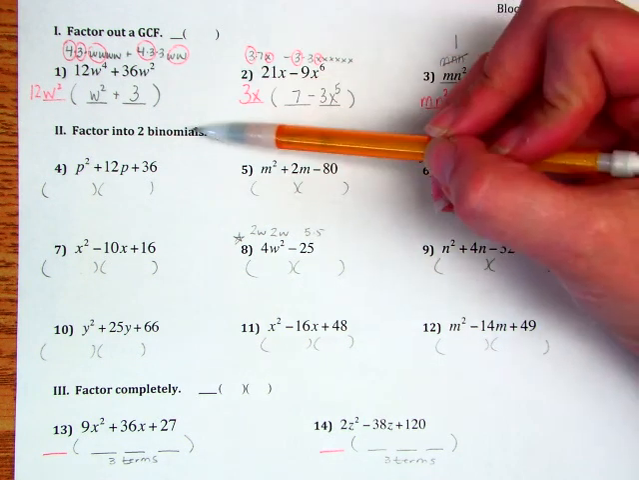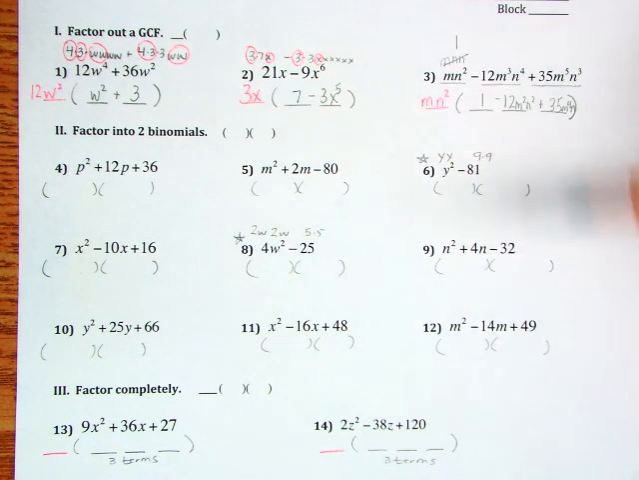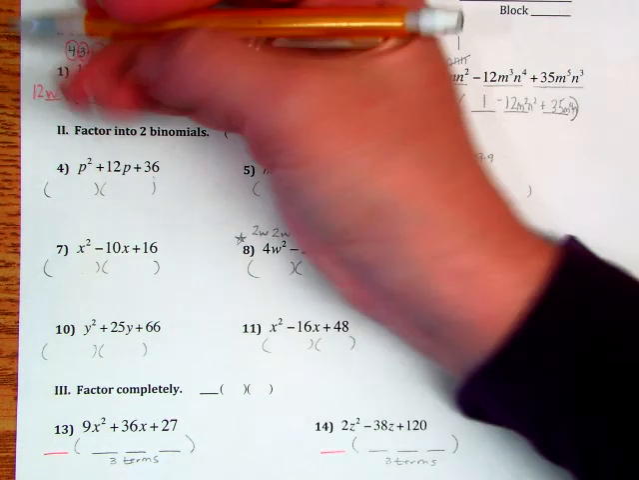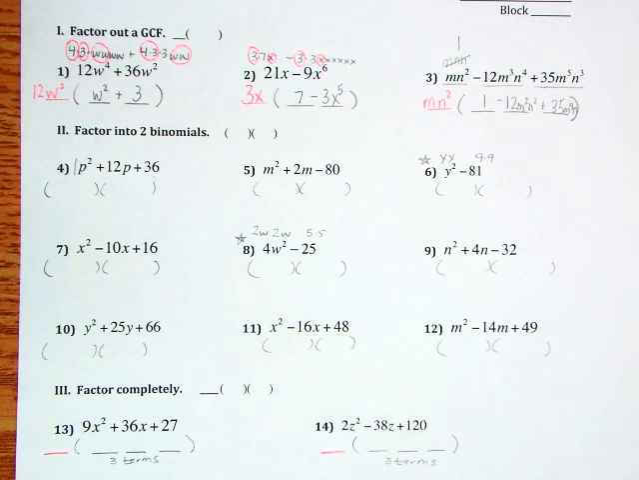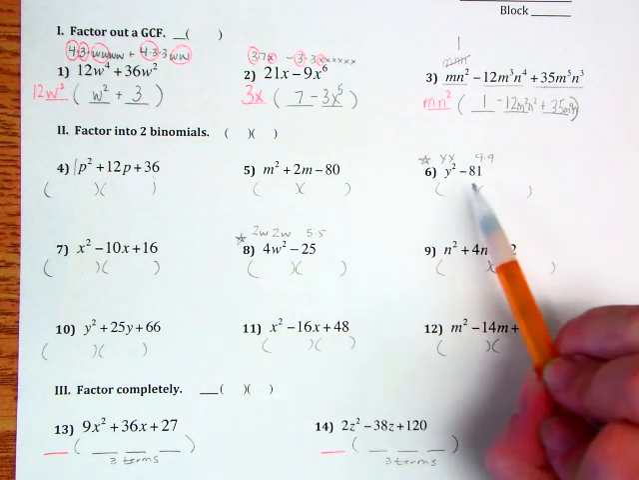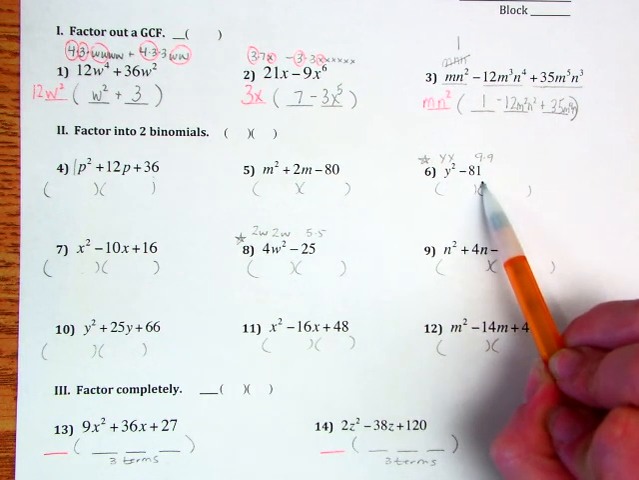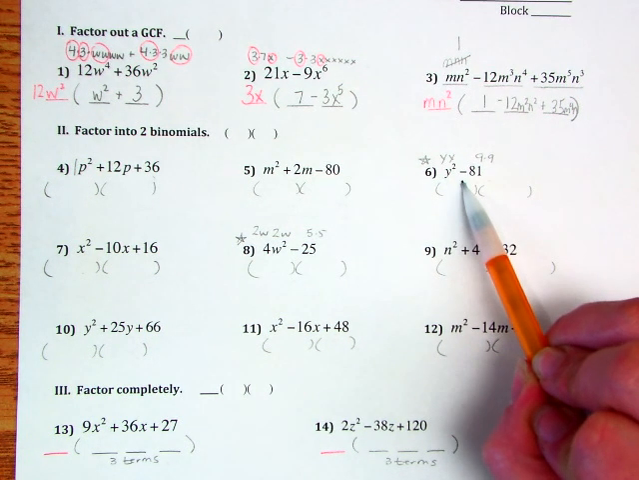The next section is factoring into 2 binomials. This only happens when I have trinomials that factor, where I have a 1 in front, or in the case of difference of squares, where the first term and the second are both perfect squares separated by a minus sign.